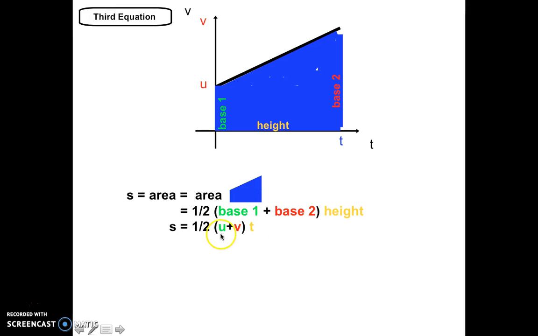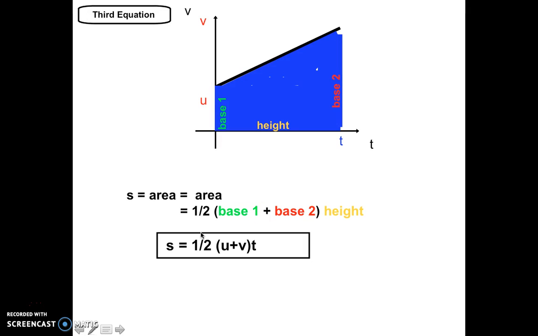Physics-wise, this means we're going to take the initial velocity plus the final velocity and multiply them by the time, and multiply all of that by 1/2. So we have yet another really useful, important equation. This is equation number 3, our trapezoidal equation.